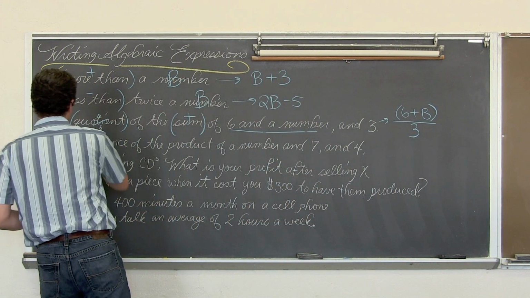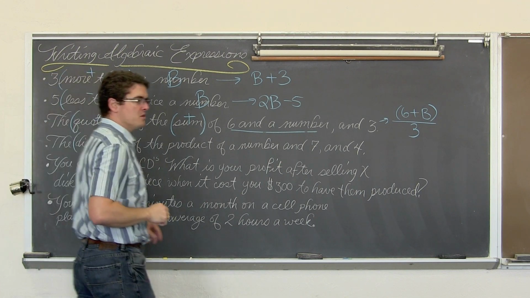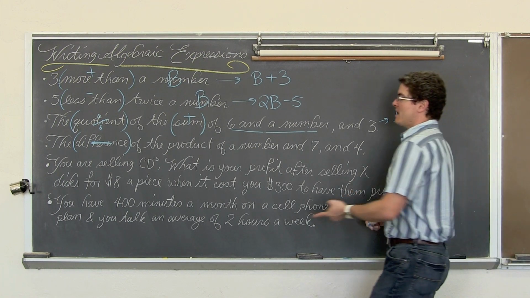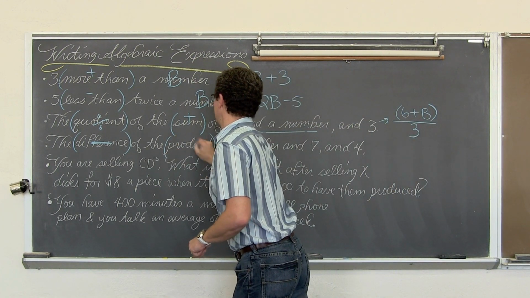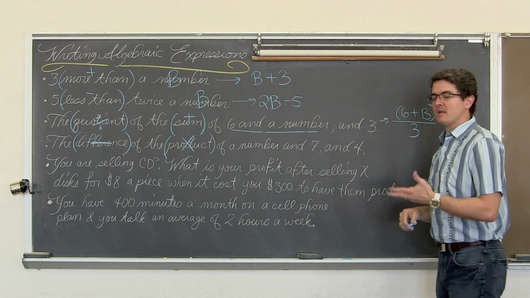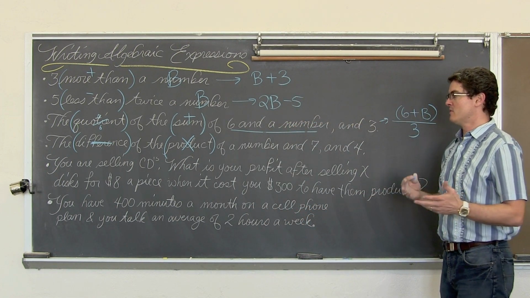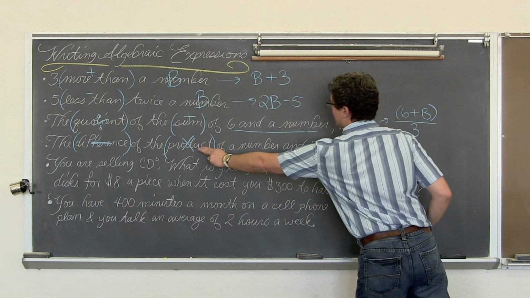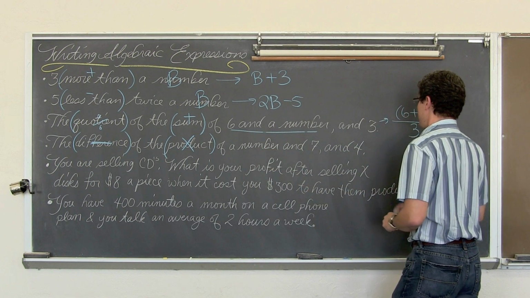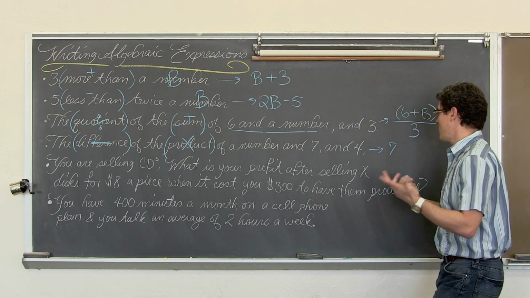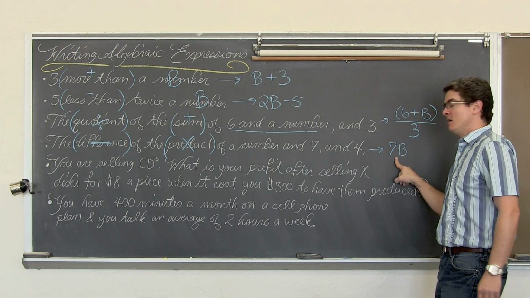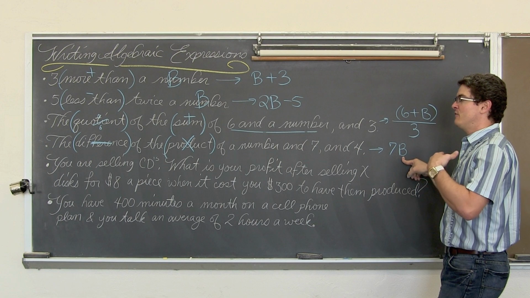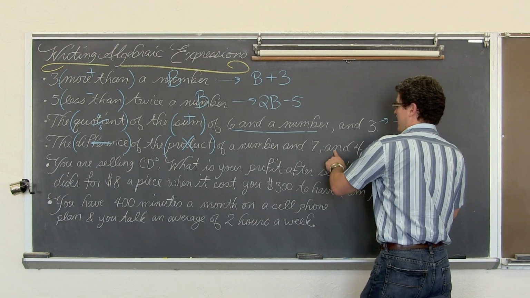The difference. The word difference means subtract. So the subtraction of, the difference of. Product means multiply. So I'm going to take a couple of numbers, kind of like the third example, and multiply them. I want the difference of the product of an unknown value and 7. So I want to multiply 7 and this unknown value of b, or x or y or whatever you want to call it. So there's the product of 7 and a number. And that's the difference. I want the difference of the product of a number and 4.